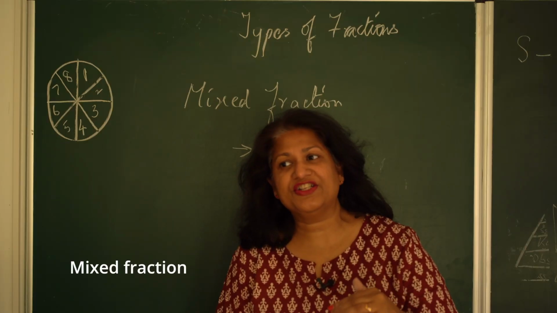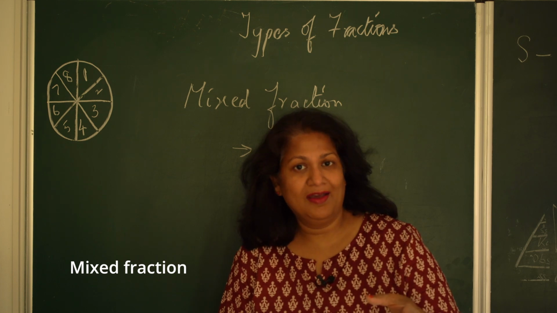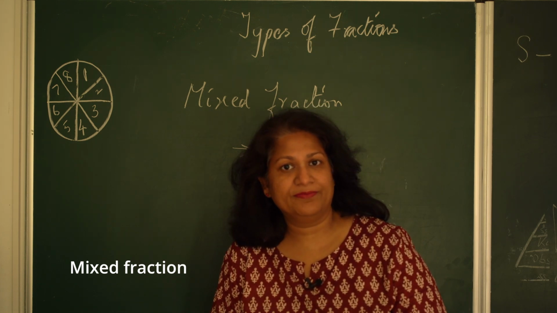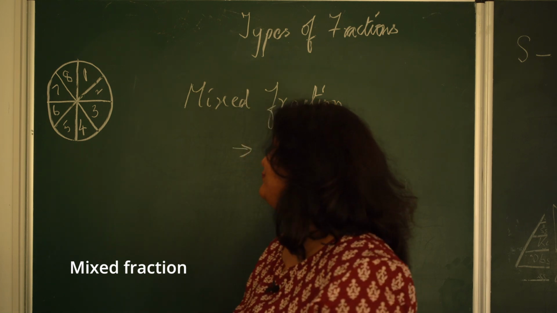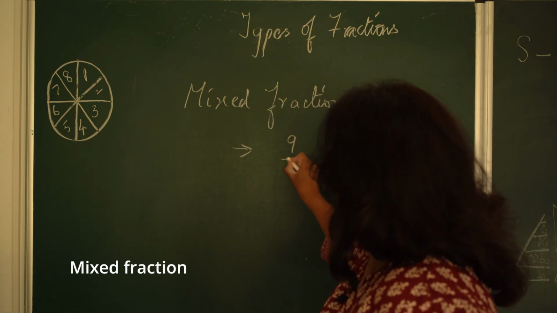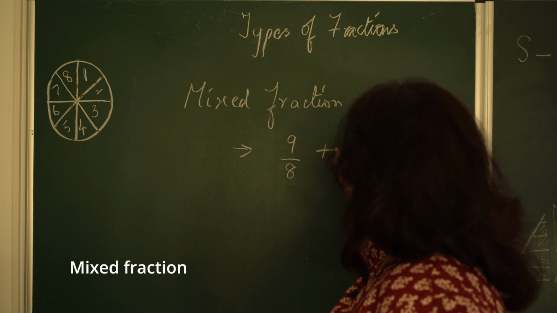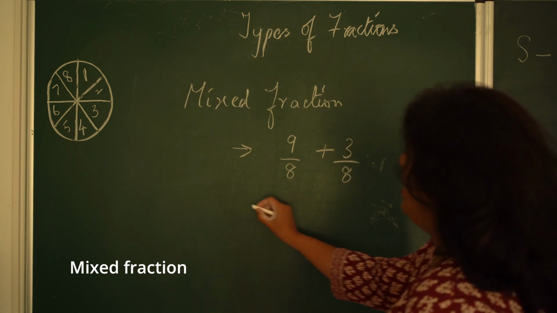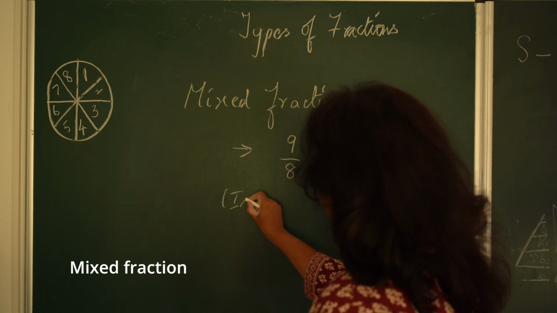A mixed fraction is the baby of a proper fraction and an improper fraction. I'll tell you how. For example, let's add 9 by 8 plus 3 by 8. You have an improper fraction.